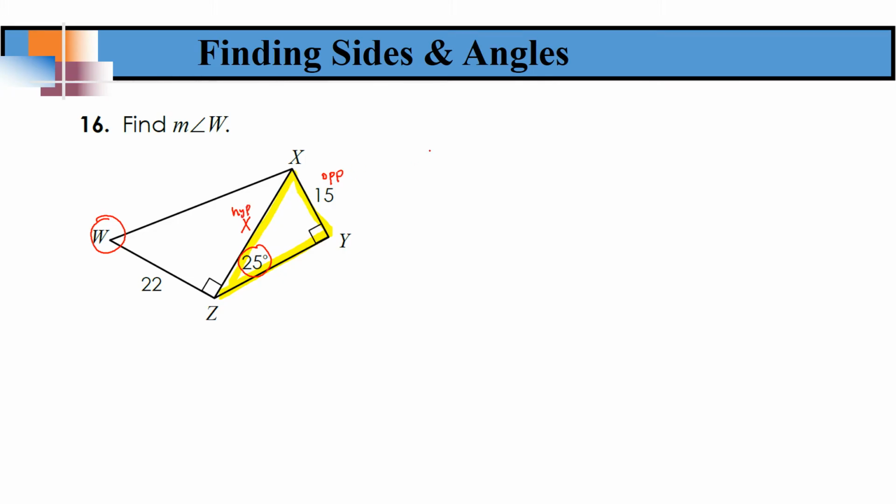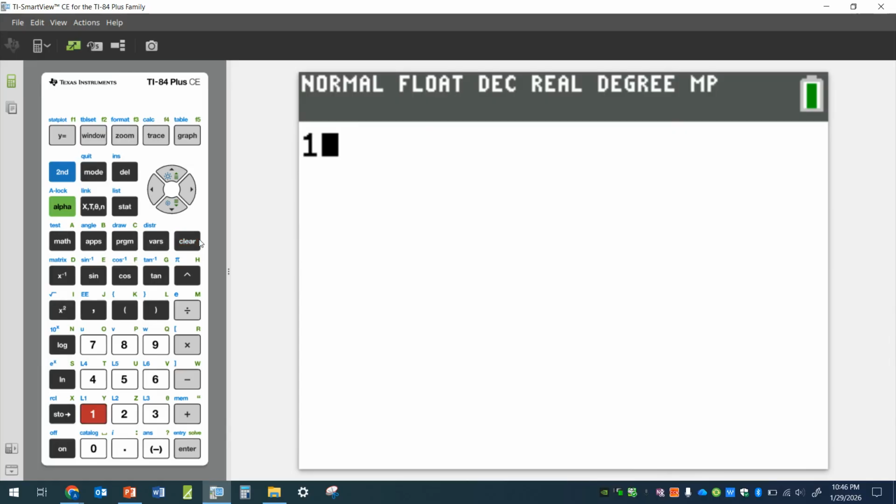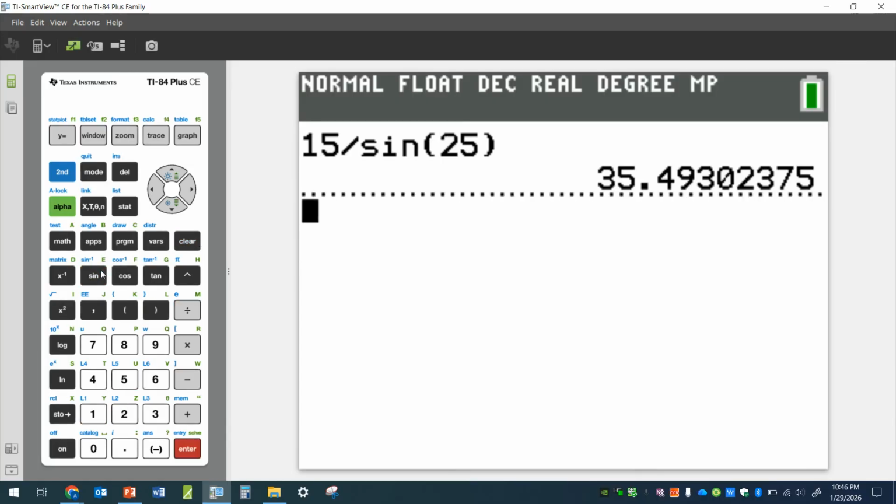SOHCAHTOA, that's opposite over hypotenuse, we'll use sine. Sine of 25 equals opposite 15 over the hypotenuse, which is x. Just like we've talked about earlier, if 15 divided by x gives you sine of 25, then 15 divided by sine of 25 gives you x. We can flip-flop these. 15 divided by sine of 25. Let's type that into our calculator. 15 divided by sine of 25 gives us this, approximately 35.5.